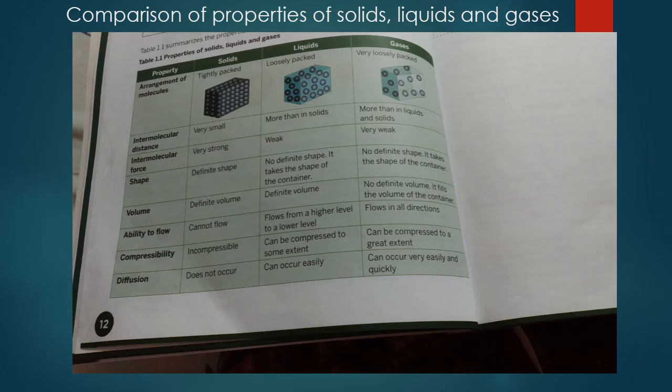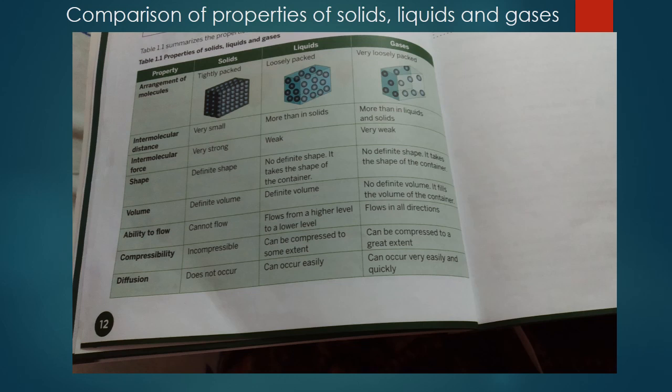So the last topic for today's class is the comparison between the properties of solids, liquids and gases. The first property is the arrangement of molecules. In solids, the molecules are very tightly or closely packed to each other. In liquids, the intermolecular distance is more, or we can say that the molecules are loosely packed in comparison to solids. And in gases, the molecules are very loosely packed in comparison to solids and liquids.